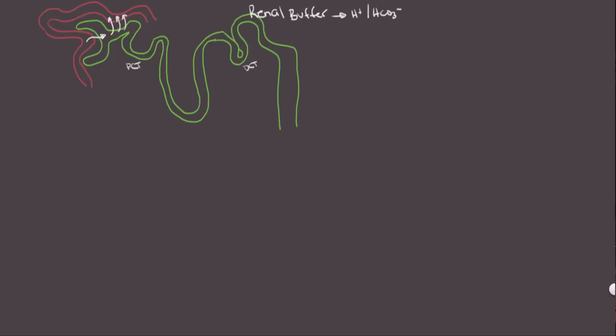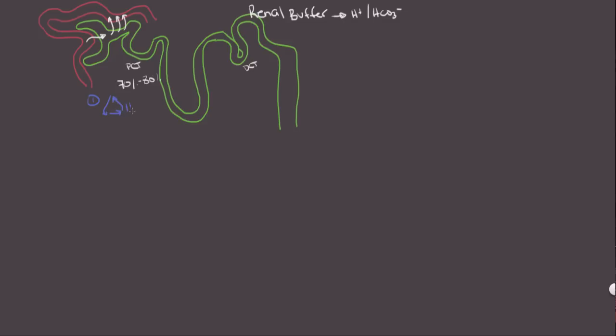As we take a look at the renal buffer system, we're first going to be looking at the proximal convoluted tubule. The proximal convoluted tubule is going to account for about 70 to 80% of acid-base balance. The primary way that it does this is by extensively reabsorbing bicarbonate ions. The primary job of this proximal convoluted tubule in acid-base balance is to recycle our bicarbonate.